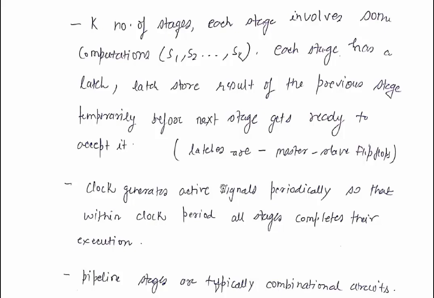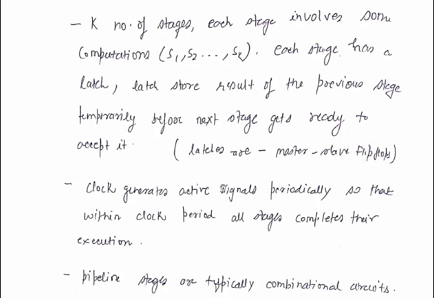And these latches are generally master slave flip flops, which you have studied in the digital logic course. Now I have already told you that this was the synchronous k stage pipeline. In the previous figure you have already seen that one clock is connected to each of the stages, and to each of the latches.